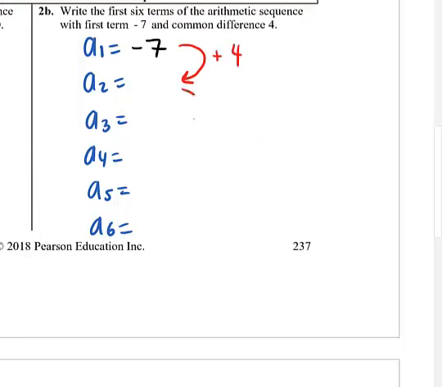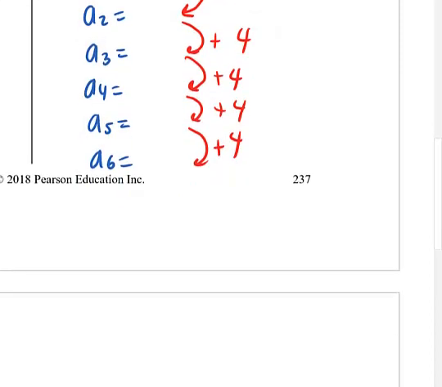I'm going to add 4 to get the second term, then I'll add 4 to that to get the third term. I'll add 4 to the third term to get the fourth term. I'll add 4 to the fourth term to get the fifth term, and add 4 to the fifth term to get the sixth term, and that should do it.